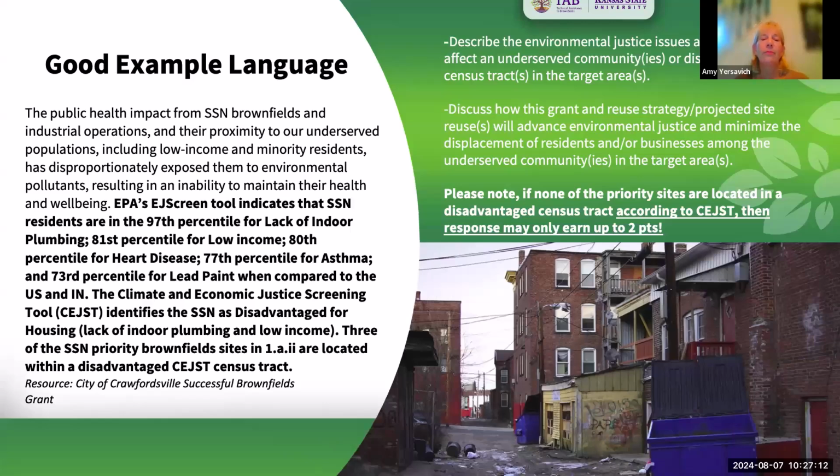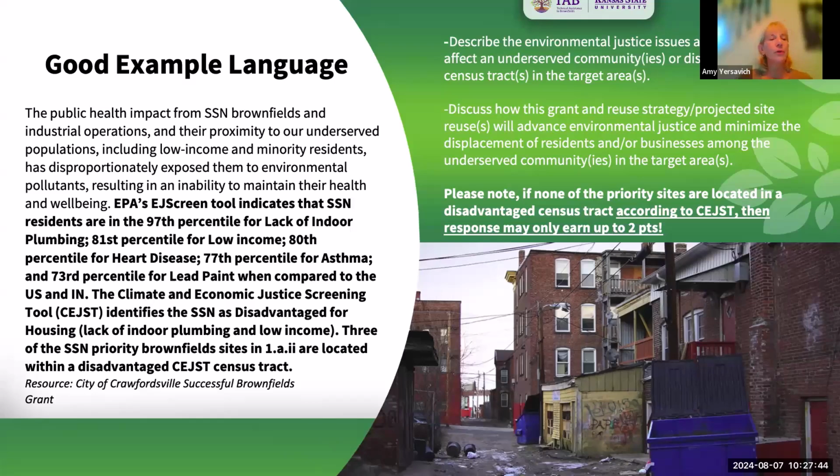Now, again, we want to make sure, and I think Beth talked about this, that you identify through CJEST that your priority sites are listed in a disadvantaged census tract. Again, you may only be able to earn up to 2 points of 5 in this particular. There's 10 points in here for the 2 questions, but again, you could lose 3 points. And when you're talking about environmental justice, which is huge.